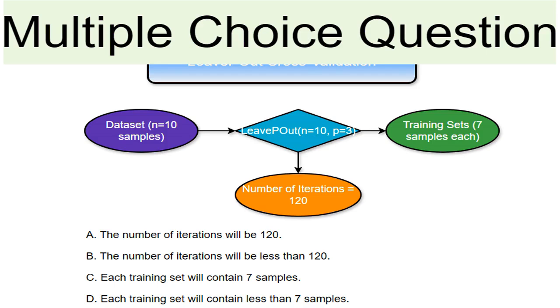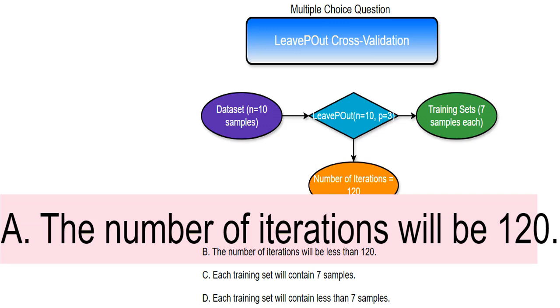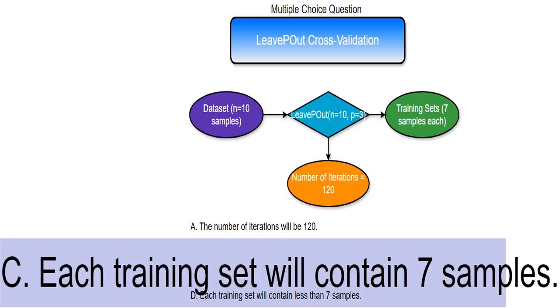This is a multiple choice question testing my understanding of the LeavePOut cross-validation strategy. I need to figure out the number of iterations and the size of training sets. This statement is true. My calculation shows exactly 120 iterations. It's the correct answer. This statement is also true. In each iteration, I use 7 samples for training: 10 total samples, 3 testing samples, 7 training samples. Another correct answer.